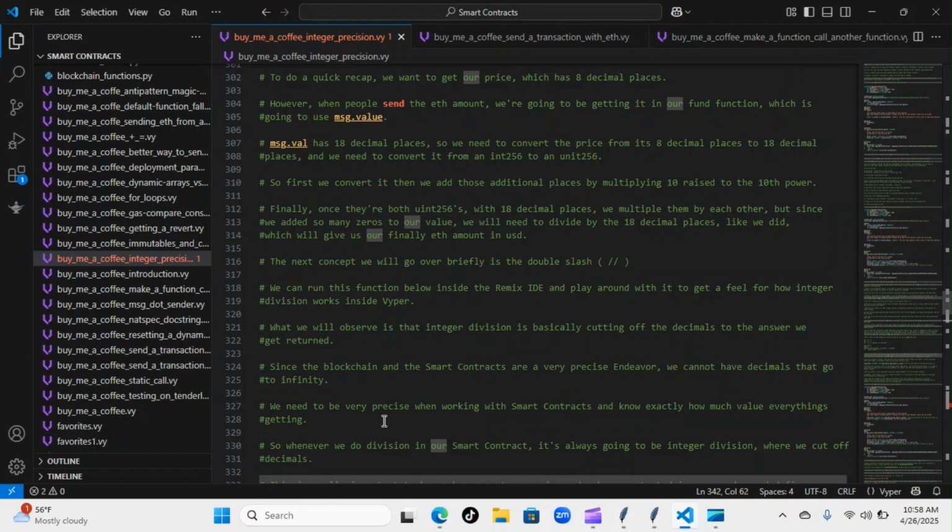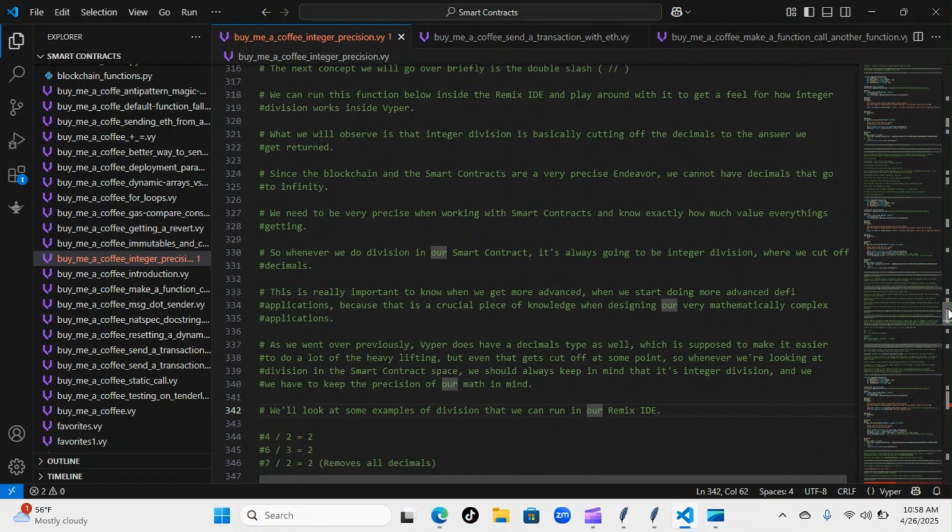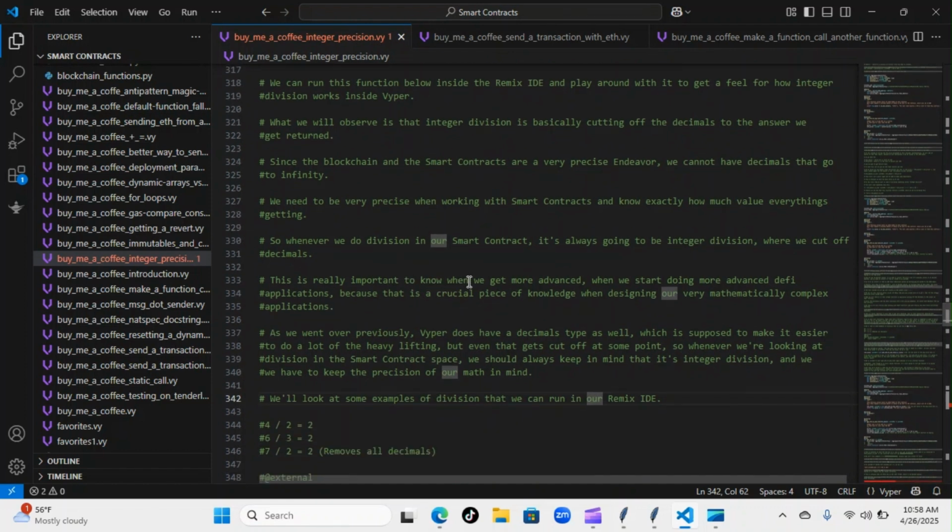that go to infinity. We need to be very precise when working with smart contracts and know exactly how much value everything is getting. So whenever we do division in our smart contract, it's always going to be integer division, which will cut off the decimals. So let's go down a little bit further. This is really important to know when we get more advanced, when we start doing more advanced DeFi applications, because this is a crucial piece of information when designing our very mathematically complex applications.